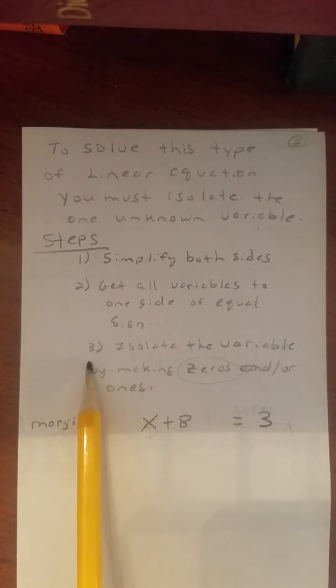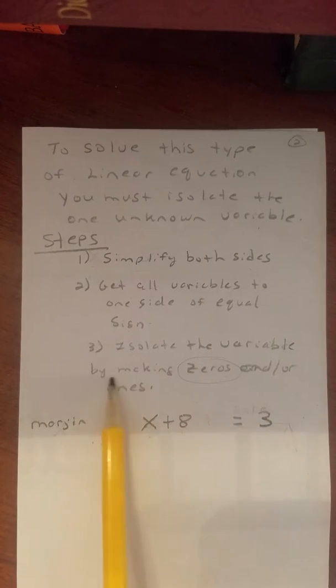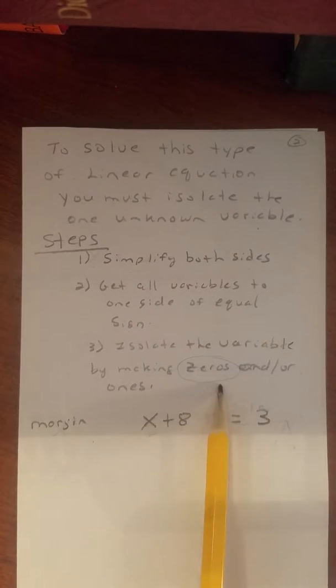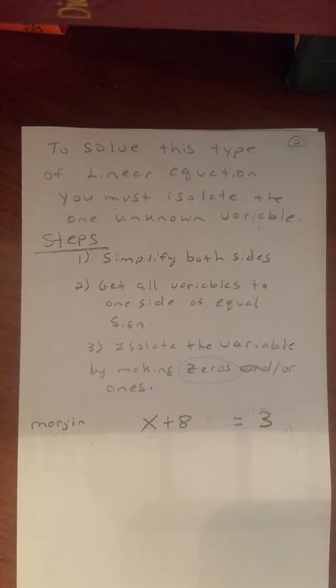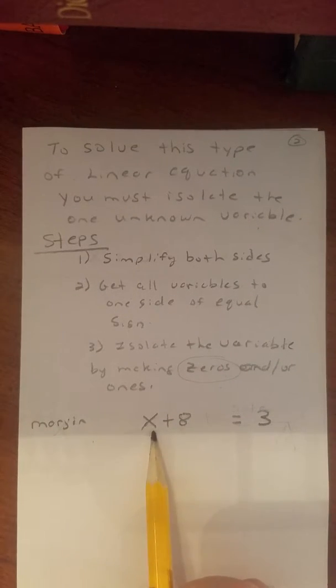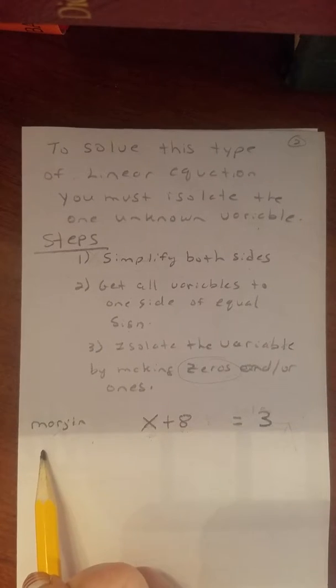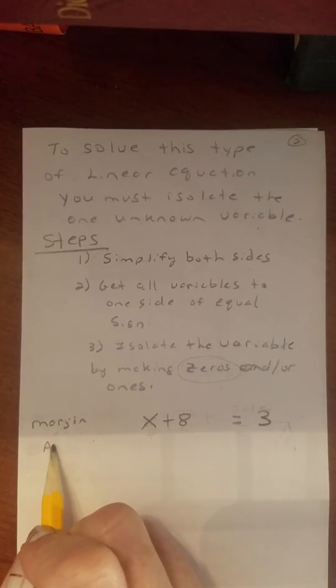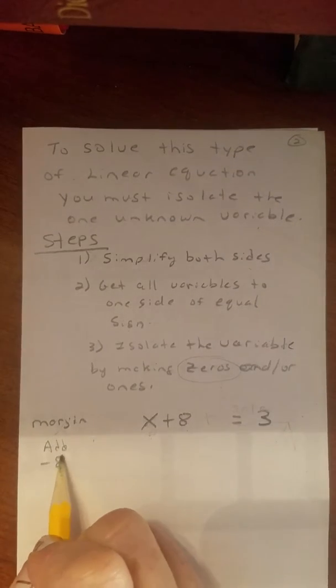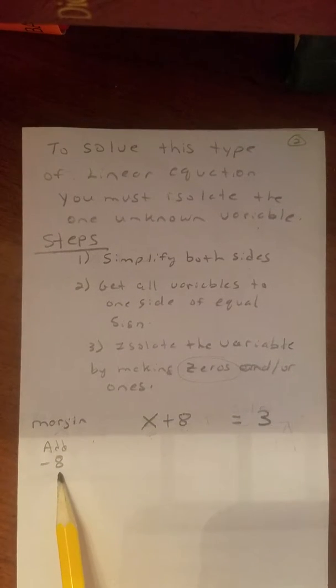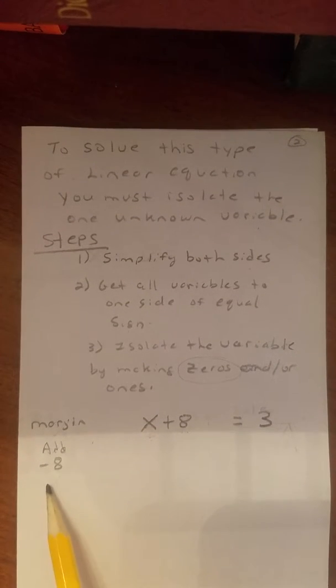So next thing I'm going to do is step 3, which is isolate the variable by making zeros or ones. Well, today we're only discussing how to make zeros. So I look at the x and I'm saying, okay, what are they doing with the x right now? They are adding 8. So in order to make this 0, I must add a negative 8, or add the opposite. So I'm going to put in my margin that I'm adding the negative 8.